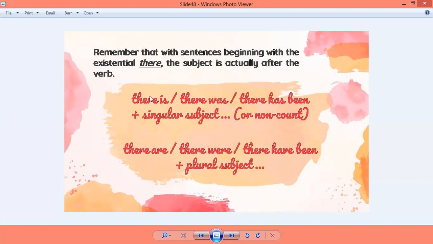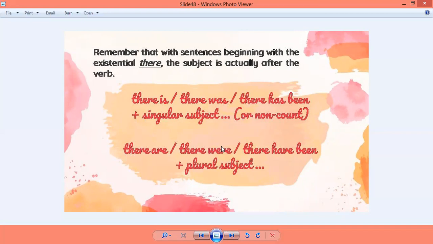जब भी कोई सेंटेंस पहले से ही there से शुरू होता है, any sentence which has there from the beginning, then the subject is always going to be after it. जैसे कि there is, there was, there has been, तो यहाँ पे क्या use है? is, was, has. It is in itself singular. तो next जो subject होगा वो भी singular होगा या फिर a non-count subject.